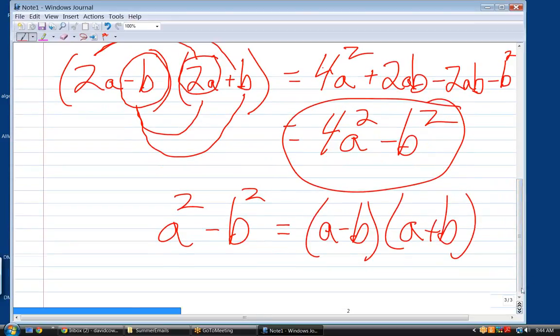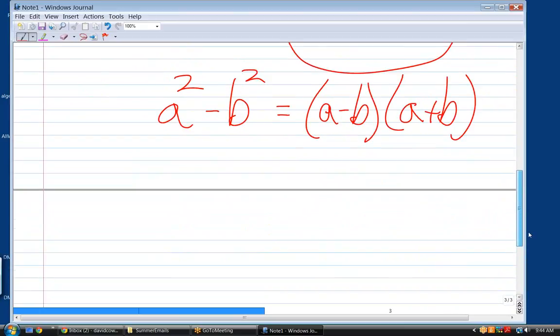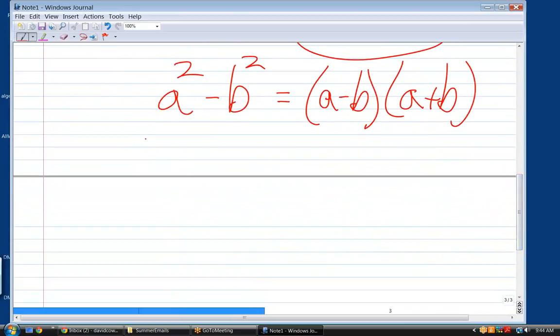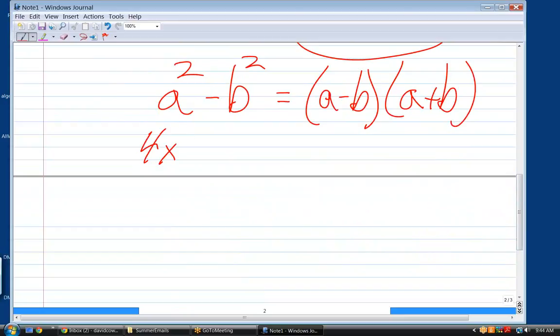Okay? In other words, if I had 4x squared minus 25, that's a perfect square, that's a perfect square, and we're taking the difference of them. So learn the name, because you're going to encounter hundreds of problems over the next 4 years where you have to factor the difference of perfect squares.